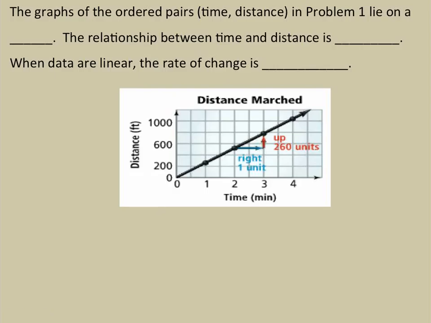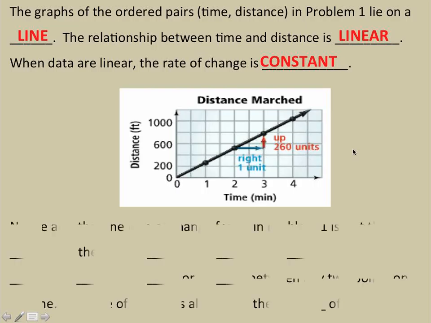All right. The graphs of the ordered pairs, distance and time, in problem 1 lie on a line. They were all in a line. The relationship between time and distance is linear. Okay, that makes sense. When data are linear, the rate of change is constant. So any linear functions, you're always going to have a constant rate of change. When you graph your points, they're always going to be in a line. So these are the points from the chart, and you would see that, notice they line up nice and easy in a perfect line because the rate of change is constant.